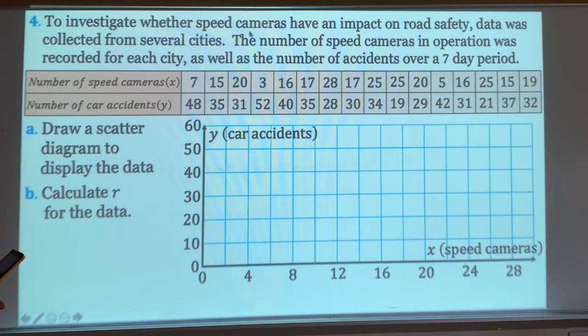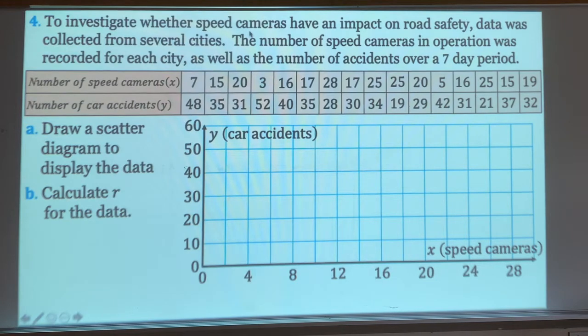5, 25, 16, 25, 15, 19. I always have to type it in right away. 48, 35, 31, 52, 53. Nice, it all matches up.